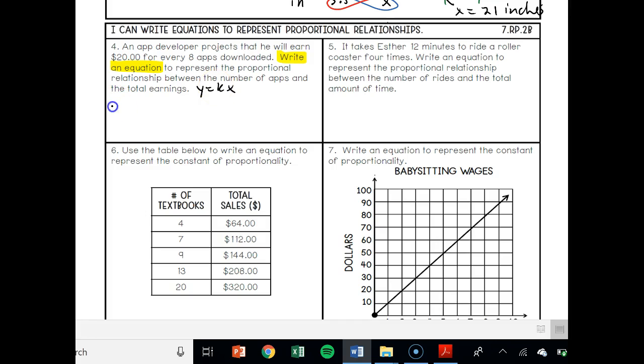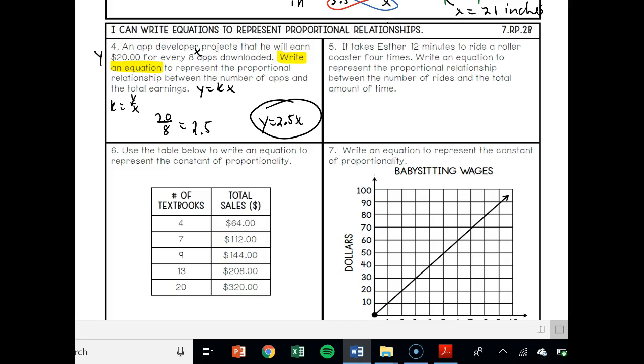Well, we know k is always equal to the y over x, right? So what's y and what's x? The amount of money I get is y, and the amount of apps I put in is x, right? So I just got to figure out 20 divided by 8 is going to give me my k. So 20 divided by 8, and that gives you 2.5, right? So my answer is y equals 2.5x. There's your answer right there, right?